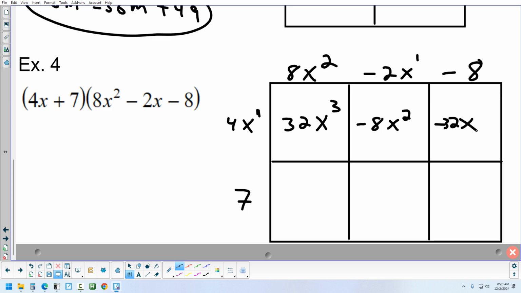Now let's do the bottom. So 7 times 8x squared. Well, Ellie, what's 7 times 8x squared? Yep, so the number is 56. And what's going to go next to it? Yeah, we don't have any x's here. We only have 2 of them there. So x squared. Yep. How about the next one? 7 times negative 2x. Negative 14x. And the last one is 7 times negative 8. Well, we've already multiplied 7 and 8 before, so we know it's a 56, but this one's a negative 56.